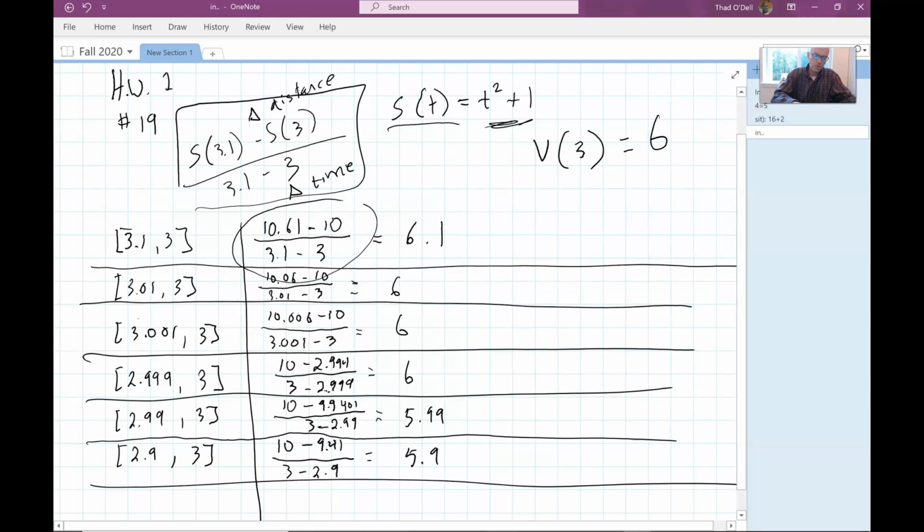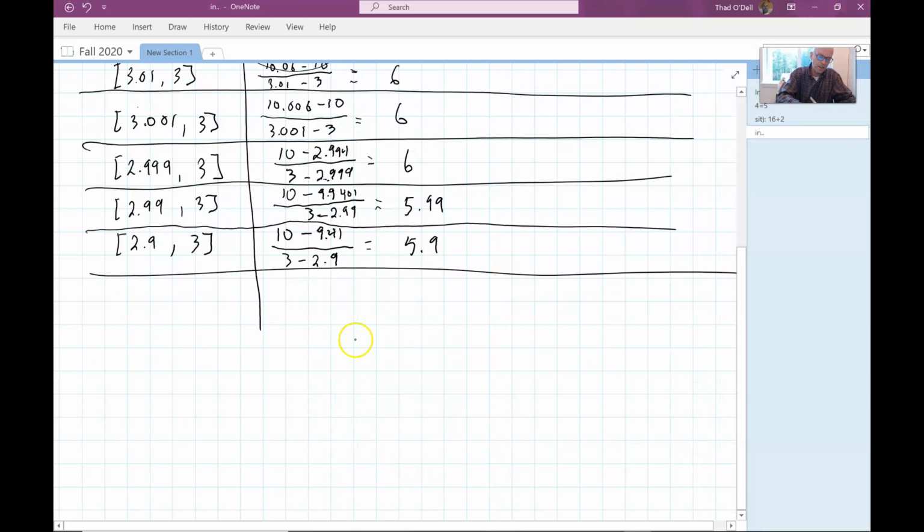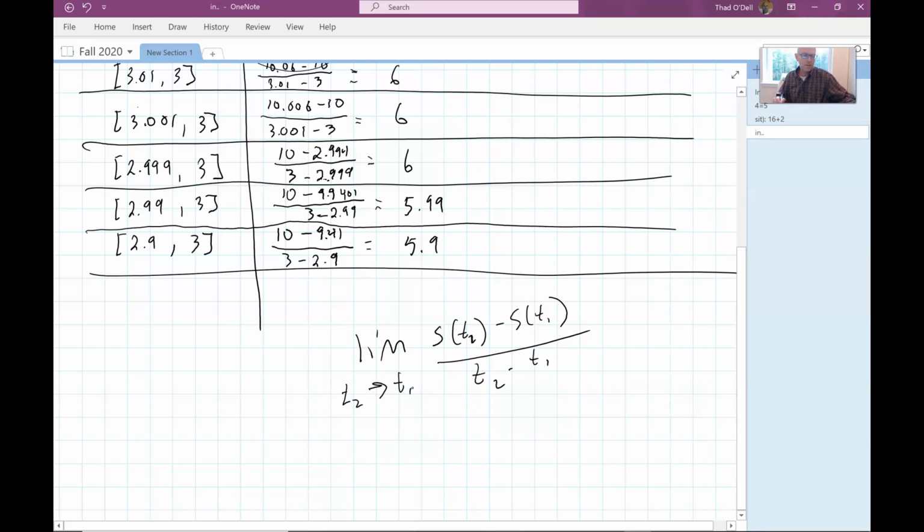So really what we're doing numerically is taking the limit of s of t sub 2 minus s of t sub 1, over t sub 2 minus t sub 1, as t sub 2 approaches t sub 1. That's really what we're doing, isn't it? But we're doing it numerically instead of algebraically.